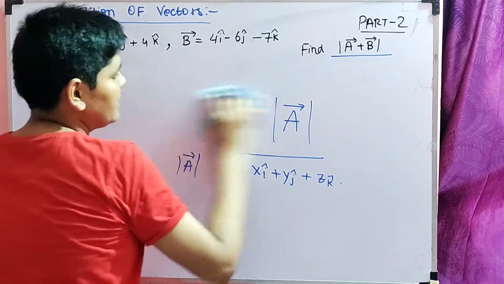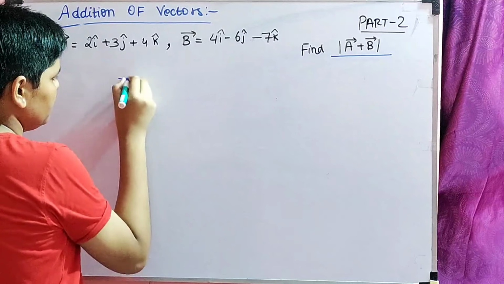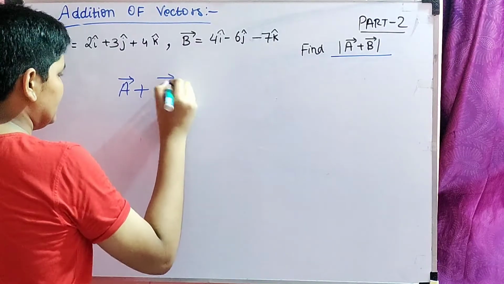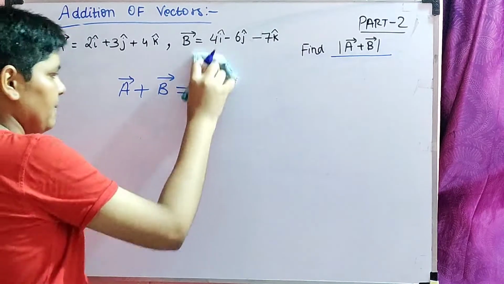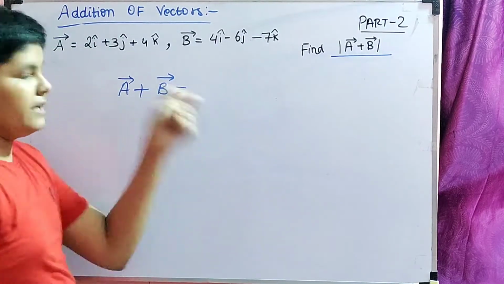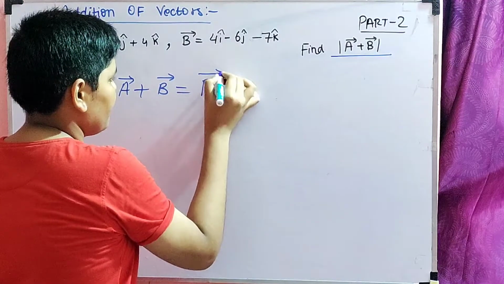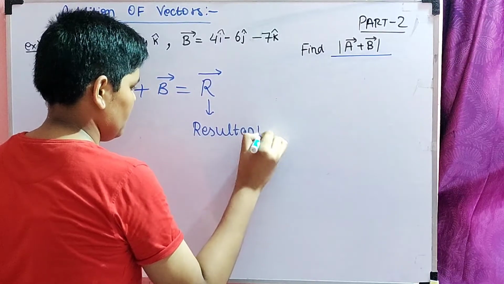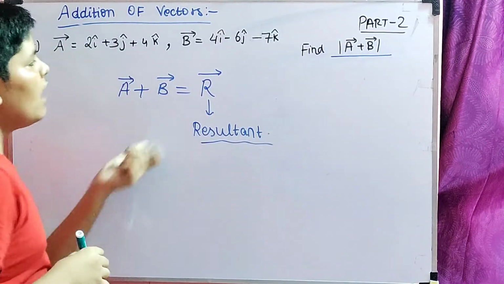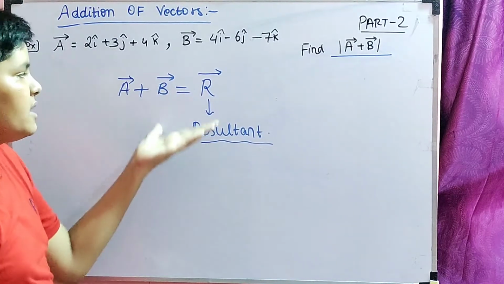Now in vectors there is an amazing thing. Normally you know that a plus b is equal to c bar. But in vectors we do not take c bar. If there are 3 vectors, then you can't write d bar, right? So we take one value which is called R bar. R bar means the resultant vector. So the resultant of a bar plus b bar is equal to R bar.